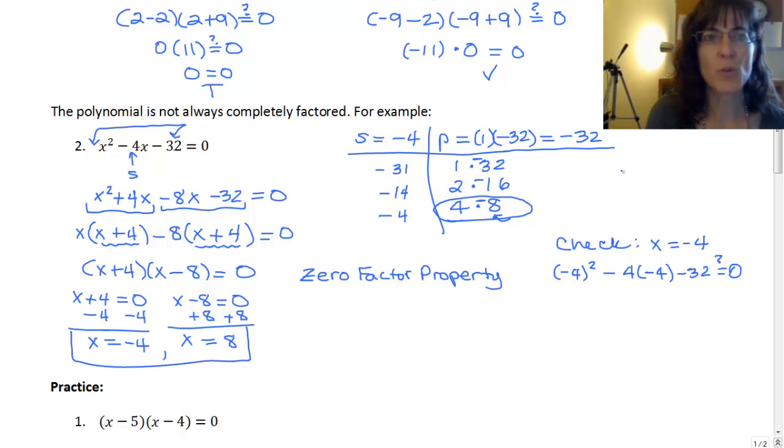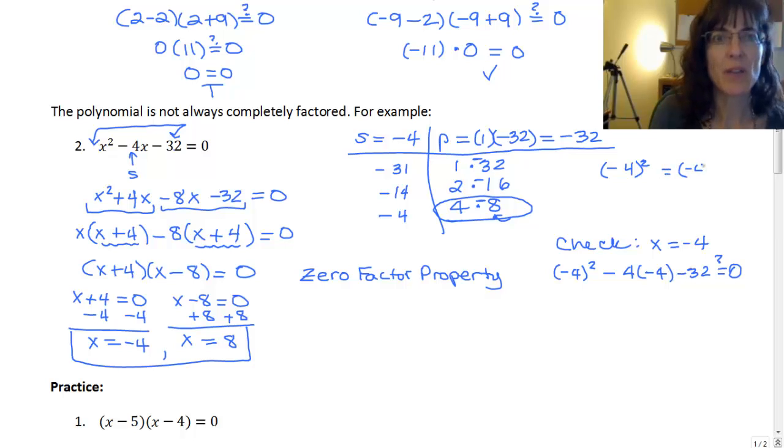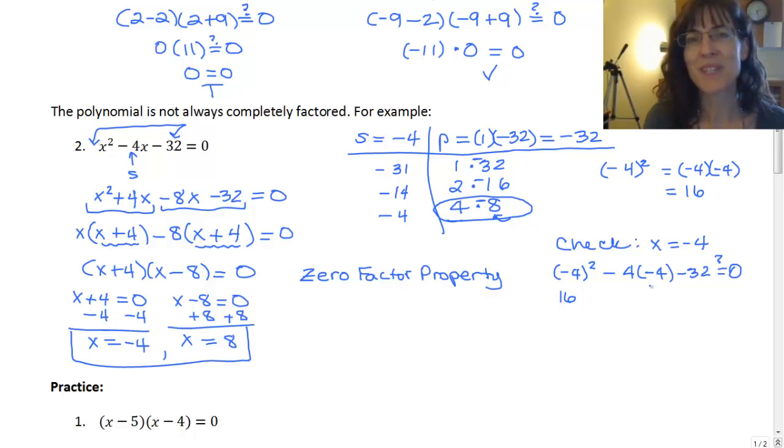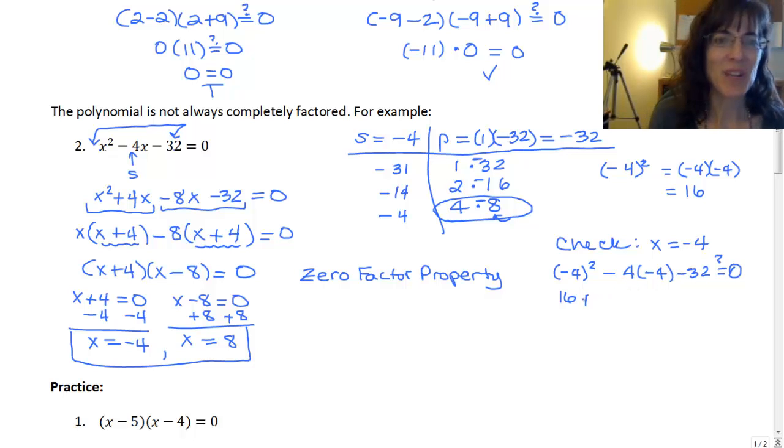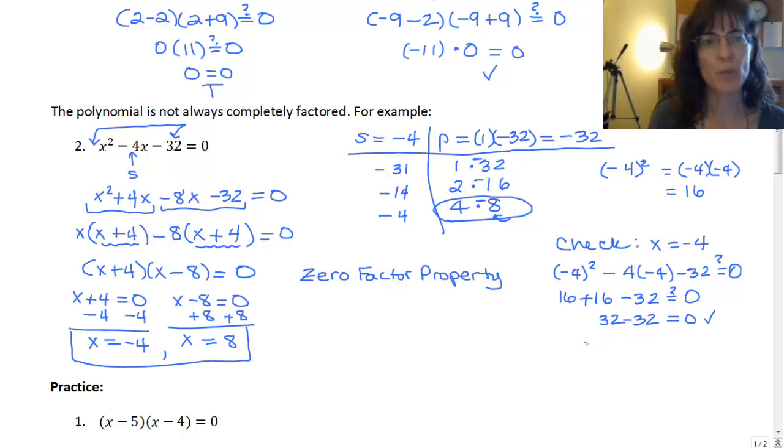So negative 4 squared. Remember that means negative 4 times negative 4, and that gives me a positive 16. So this first term is 16, and then I have negative 4 times negative 4 again, and that'll give me another positive 16, and then I'm subtracting 32, still checking, is that equal to 0? 16 plus 16 is 32. And then I'm subtracting 32, so I will get 0 from that. So the negative 4 works for my solution.